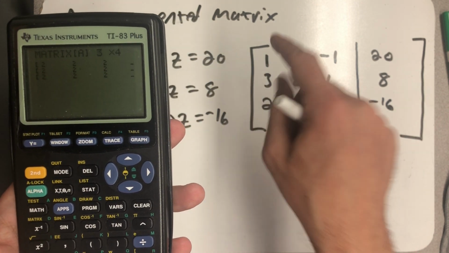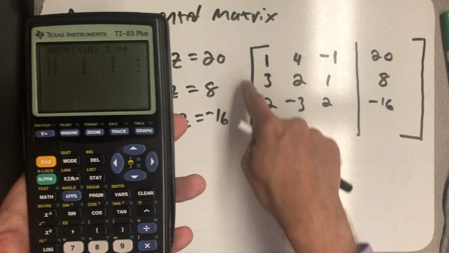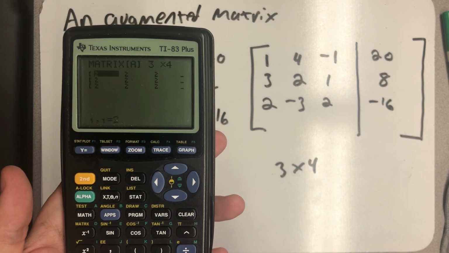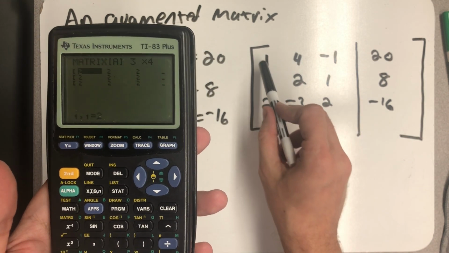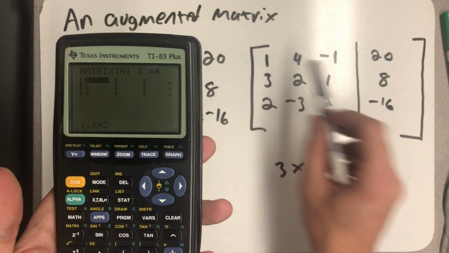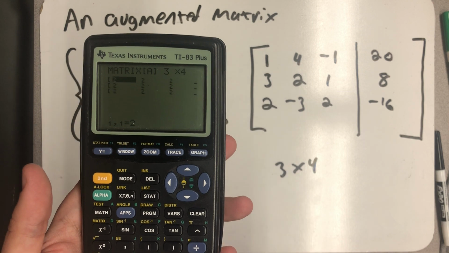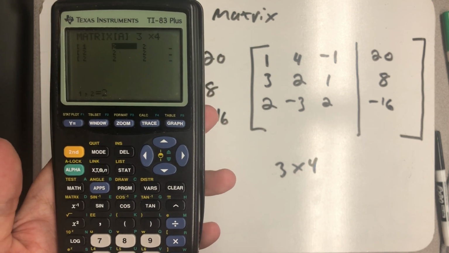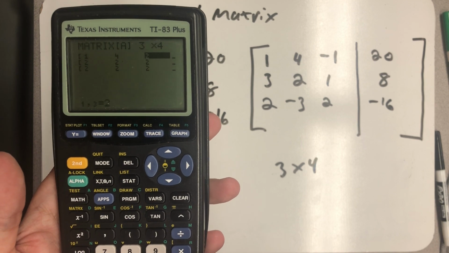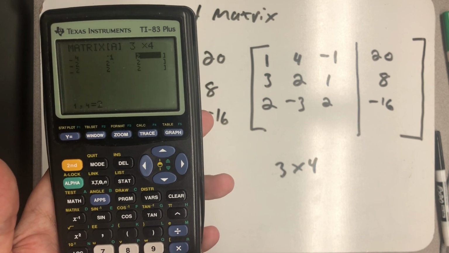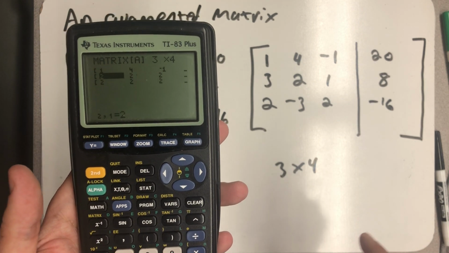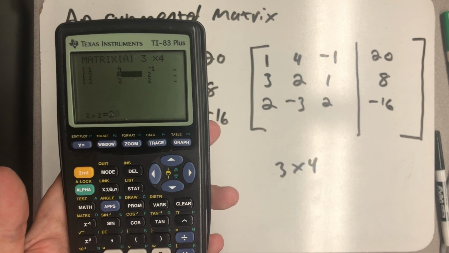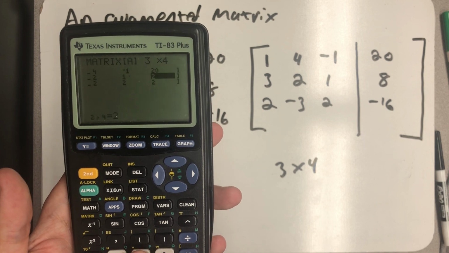And here I have to type in the number of rows I need and the number of columns I have. So this is a 3 by 4, so that was already set up. And now I'm going to type these numbers in. And every time I type a number in, I press enter to go to the next one. So I press 1 and then enter. 4, enter. Minus 1, enter. 20, enter. And I've entered in the top row. I'm going to keep doing that. But I'm going to stop saying enter every time because that's annoying.